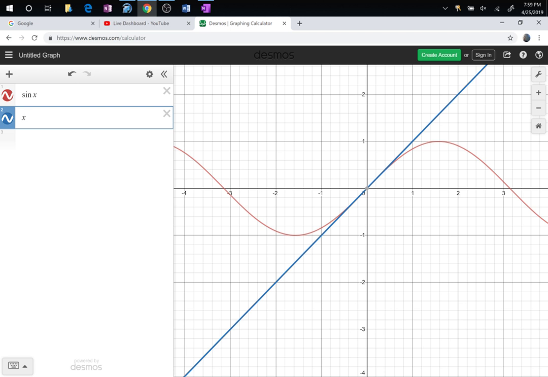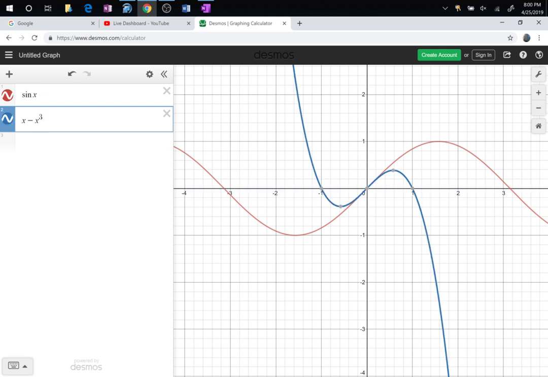From negative pi over 6 to positive pi over 6, that's 30 degrees into positive and 30 degrees into negative. Don't these match? So does it now make sense when in physics they say you can replace sine x with just x for small angles? Right? For small angles.